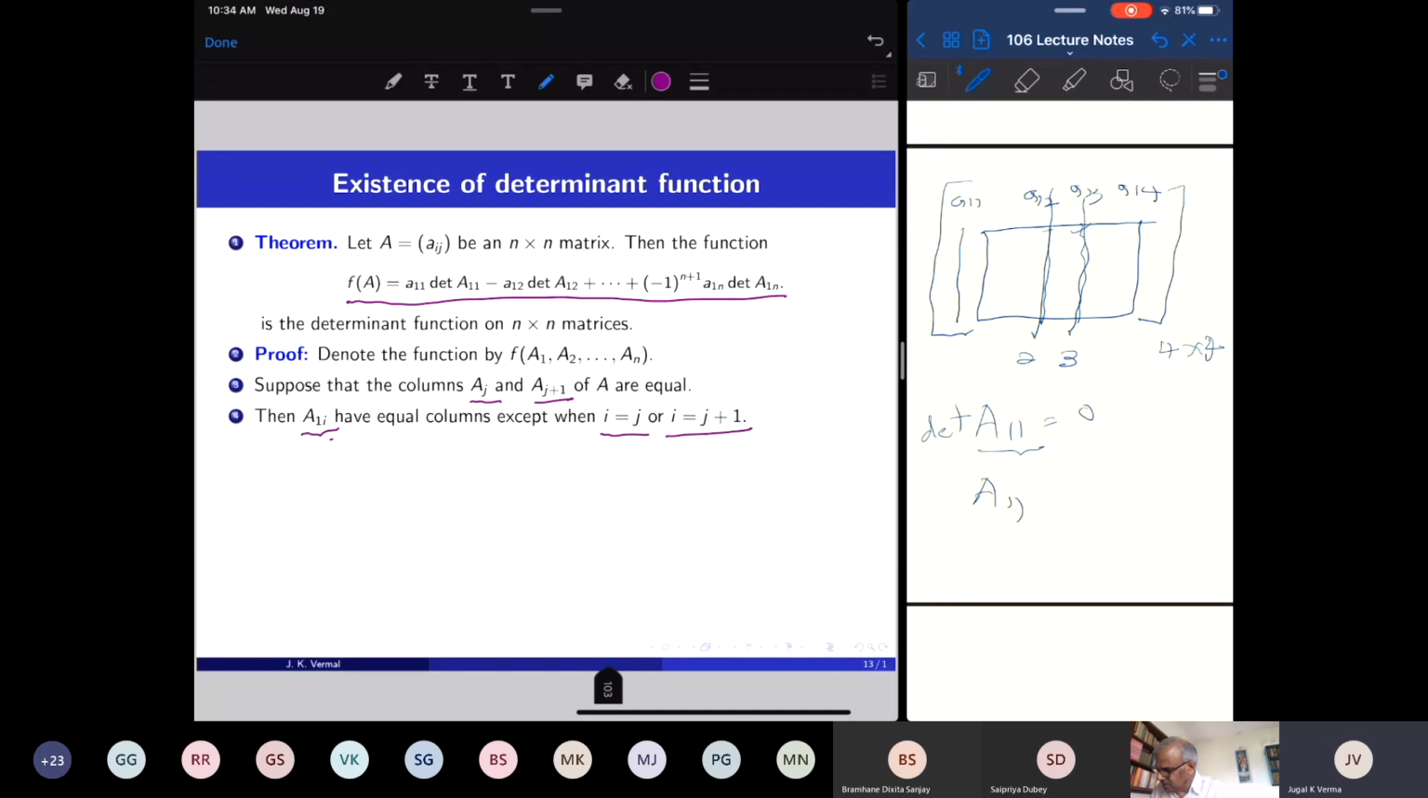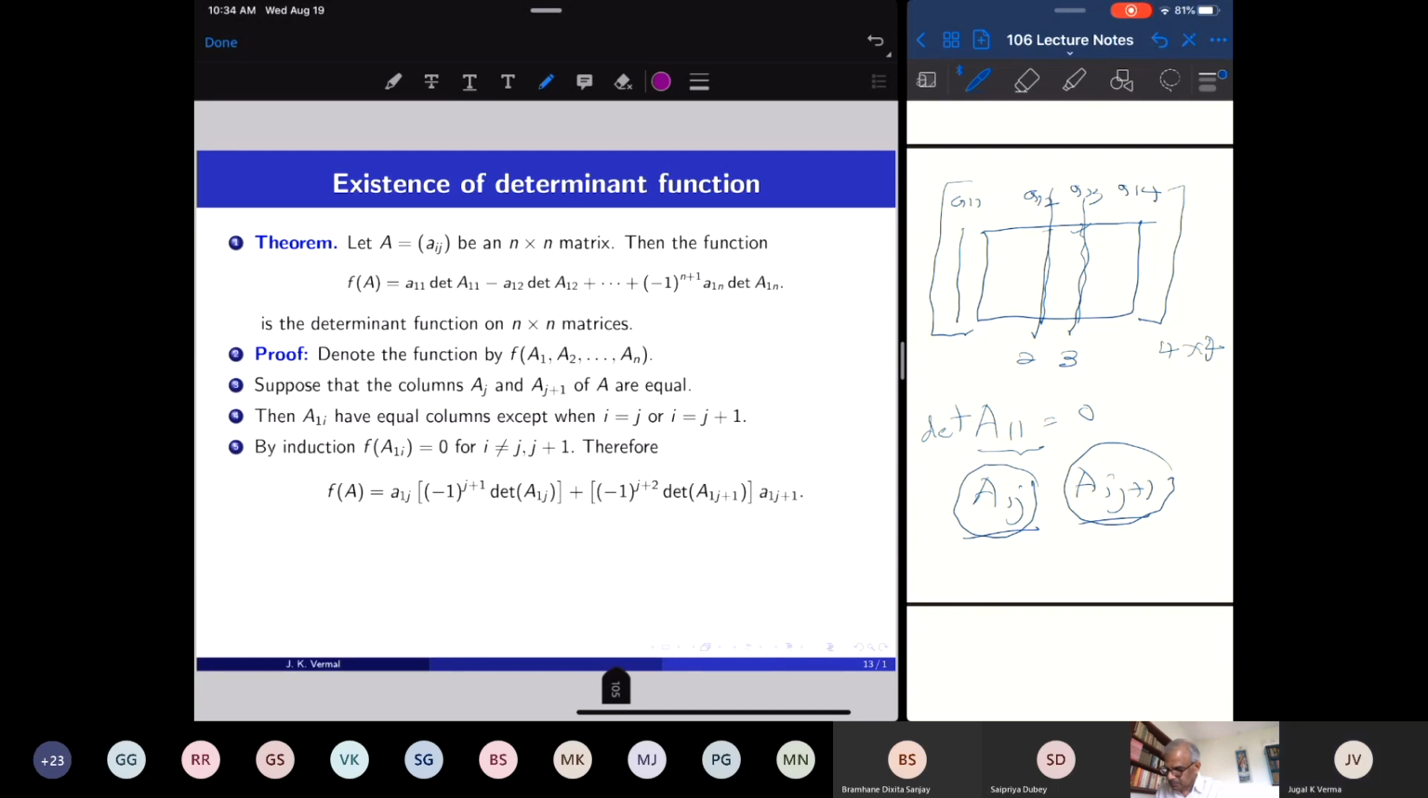So A1j and A1,j plus 1 may not have identical columns, because one of Aj or Aj plus 1 will be removed. In one submatrix the jth column is removed, in the other the j plus first column is removed. But as long as i is not equal to j or j plus 1, A1i will have identical columns, and therefore its determinant is 0. So we substitute these values.